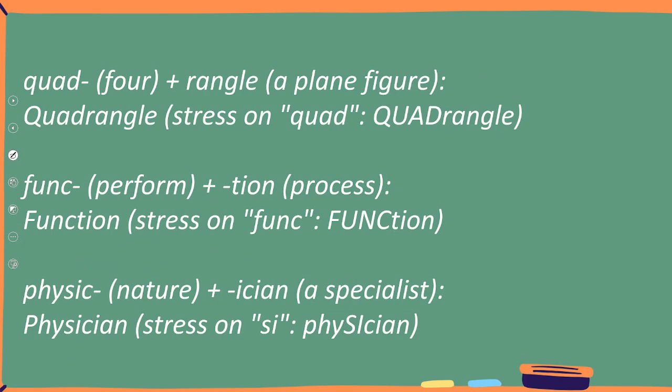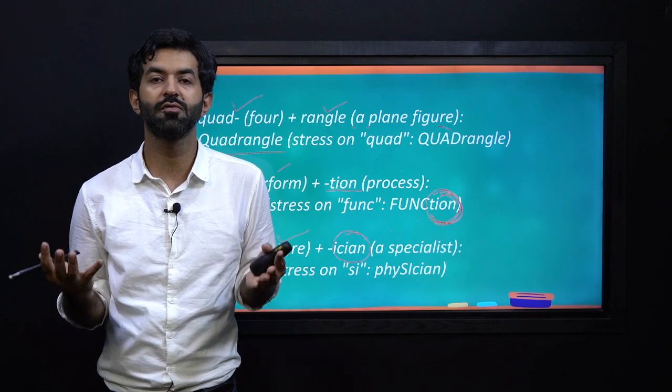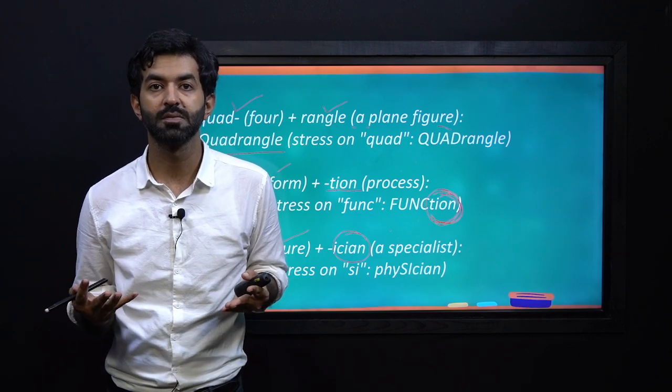For example, we have a word quadrangle. Quad means 4, angle means a plane figure. Function. Func means perform, tion means process. So any word that is ending with shun or tion is known to have a process. Physic, physician. Physic means nature plus ian means a specialist. So a specialist on the laws of nature, the rules of nature, they are called physicians.